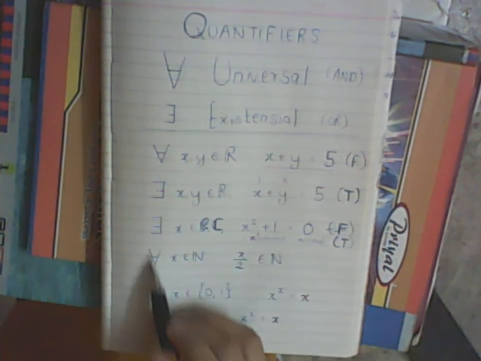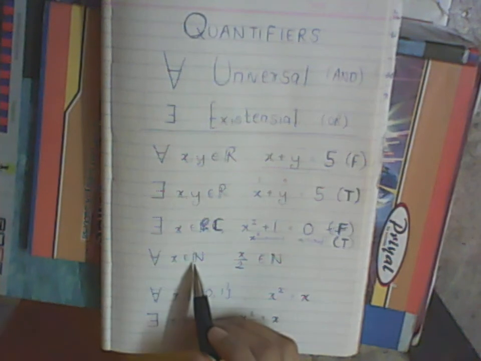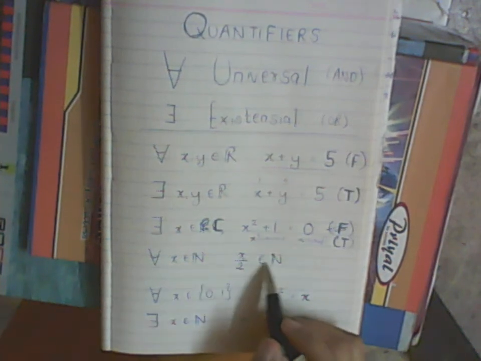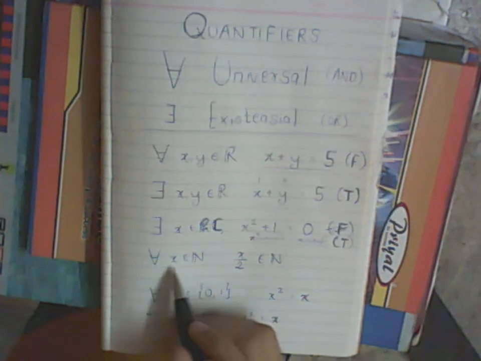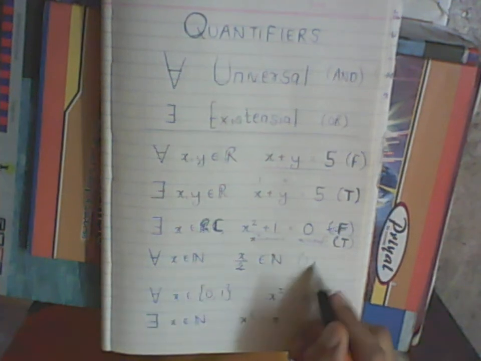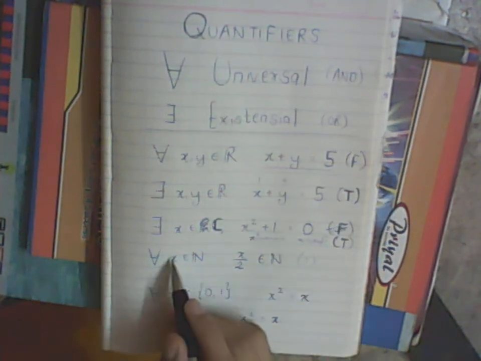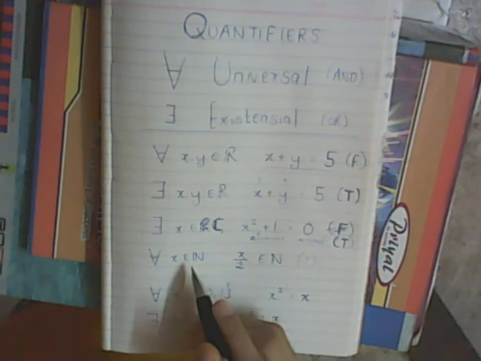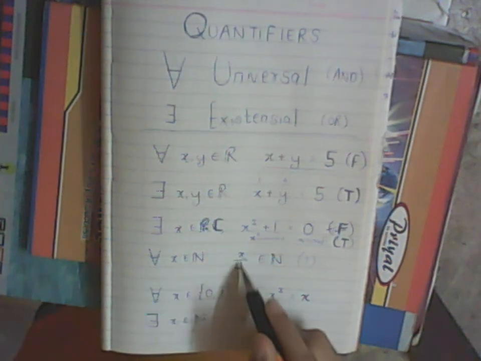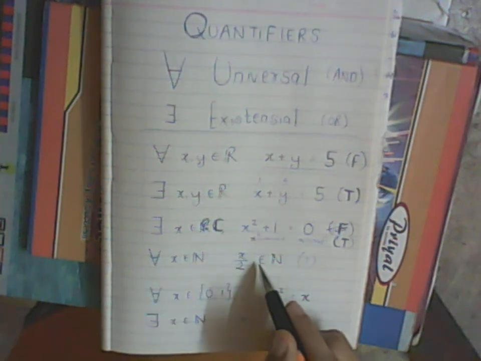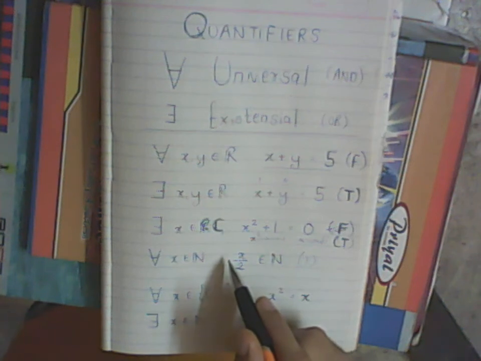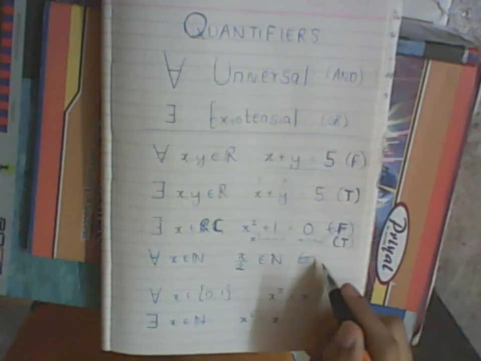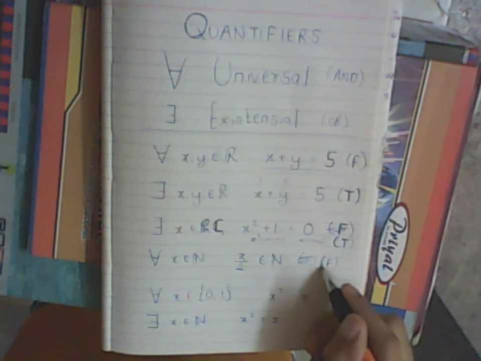Next example says for all x in the set of natural numbers, x by 2 is in the natural numbers. If you are saying that this is a true statement, then you need to be sure that it is true for all the x in the natural numbers, and we know for odd numbers, x by 2 doesn't come out to be a good natural number. It comes out to be some decimal value, some fraction. So I wouldn't say this is a true statement. This is in fact a false statement.